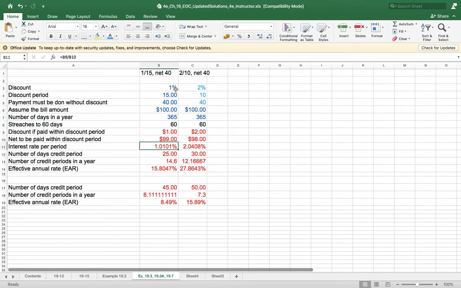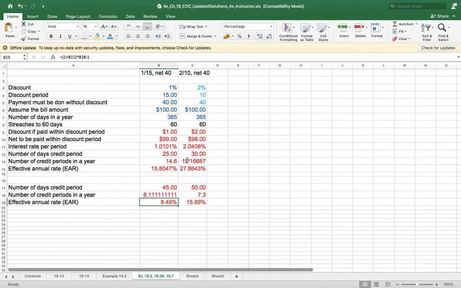What happens? If he pays on the 15th day, he gets a $1 discount. The interest rate will be 1 divided by 99 is equal to 1.0101. Now, he is paying on the 60th day. That means the number of days of credit period he is getting after the discount period is 60 minus 15 is equal to 45 days. So, in a year, how many 45 days are there? 365 divided by 45 days is equal to 8.11. So what is the effective annual rate here? 1 plus 1.0101 to the power 8.1111 minus 1 will be 8.49%.